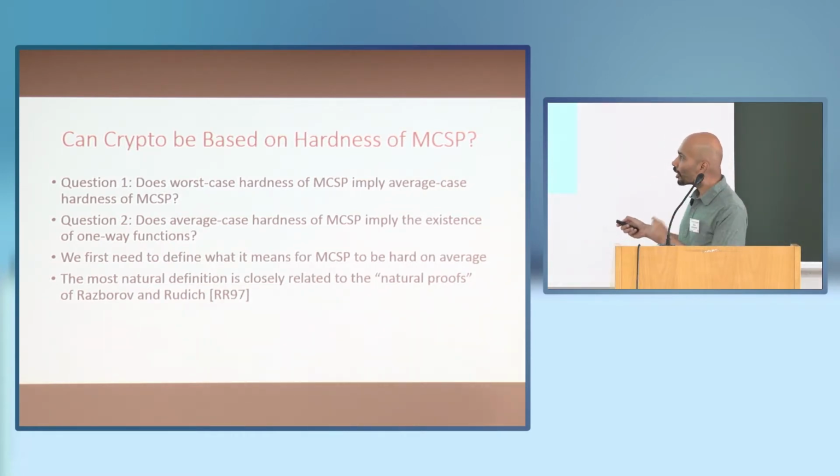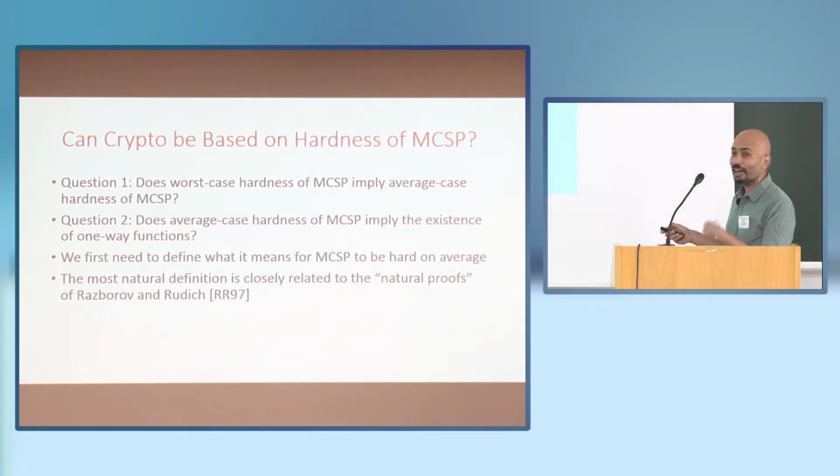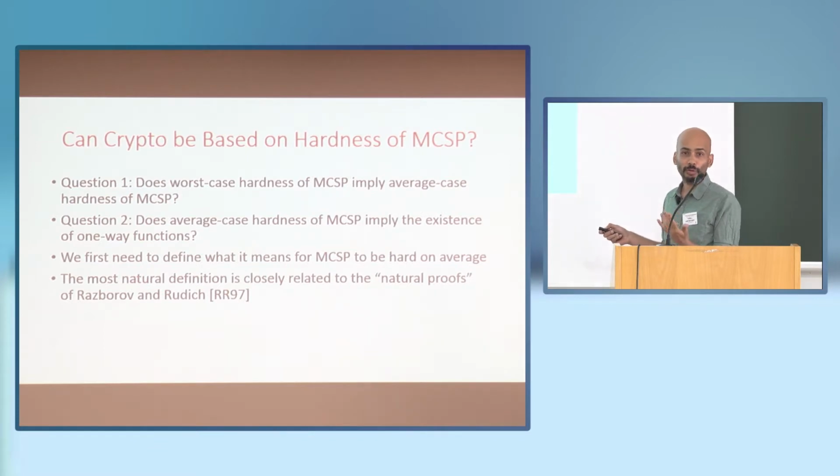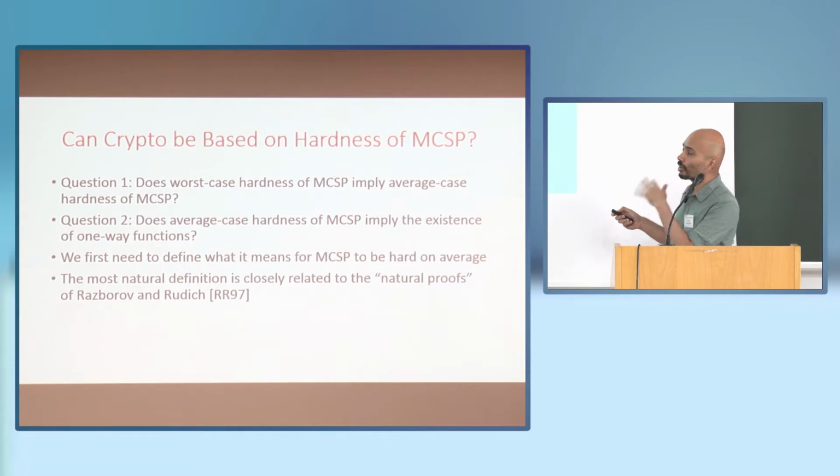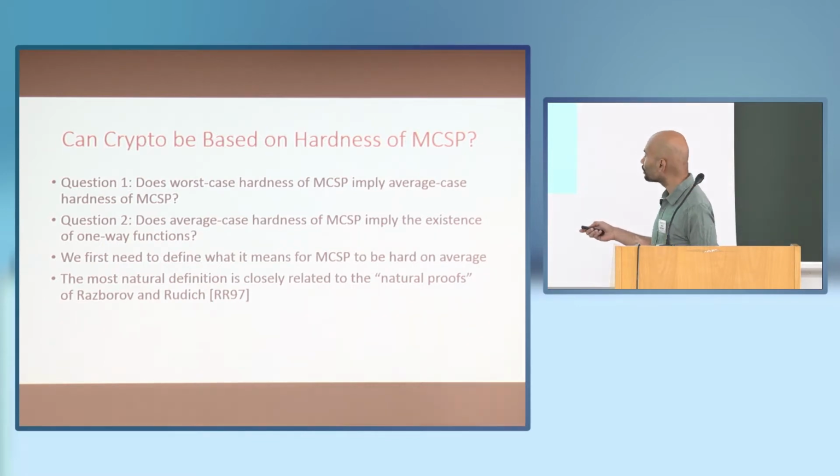And it turns out that this is very closely related to the original reason why MCSP was of interest in the complexity community, which is the natural proofs of Razborov and Rudich. So I'm going to tell you about natural proofs and then relate that to the average case complexity of MCSP.